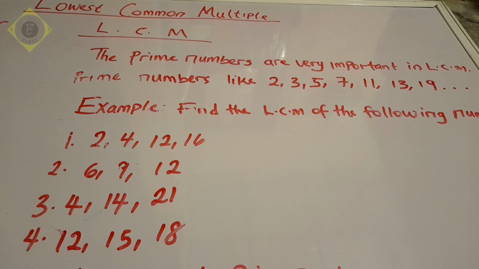So just as a recap, a prime number is a number that can only be divided by itself and 1. For example, 2 can only be divided by 2 and 1. 3 can only be divided by 3 and 1. 5 can only be divided by 5 and 1. And that is how it continues.